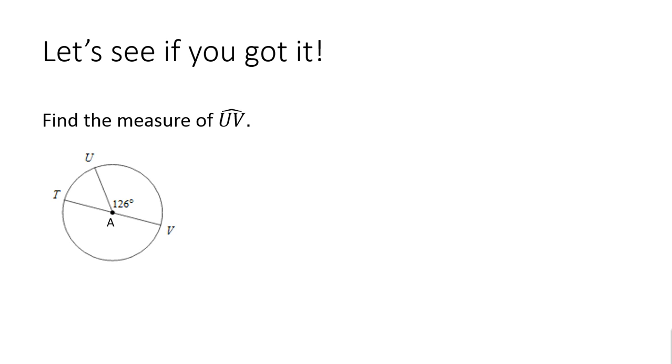So in general, the degree measure of an arc is equal to the measure of a central angle that intercepts that arc. Intercepts means that the central angle and the arc have to have the same endpoints. So let's see if you got it. Find the measure of the arc UV. And the central angle to arc UV would be angle UAV. And that measure is 126. And so since the central angle has to be the same as the arc, arc UV would also be 126.